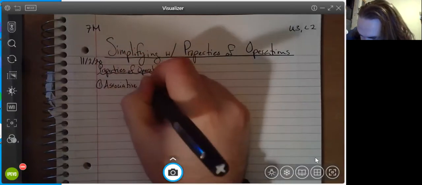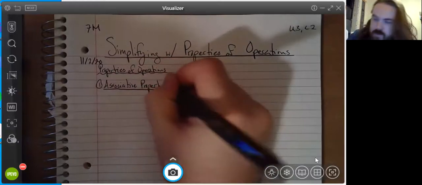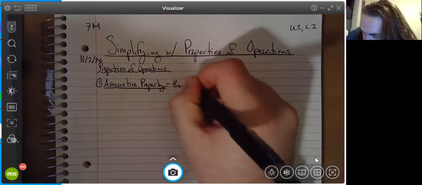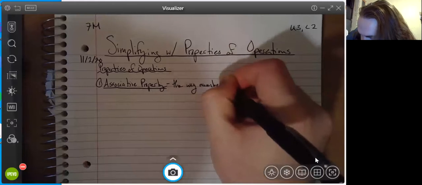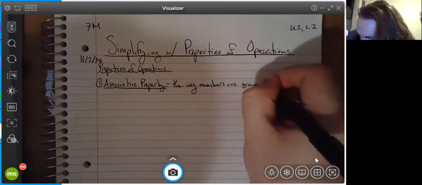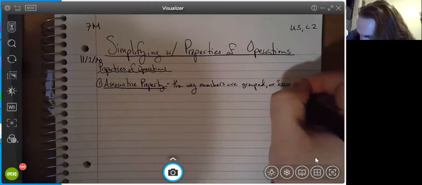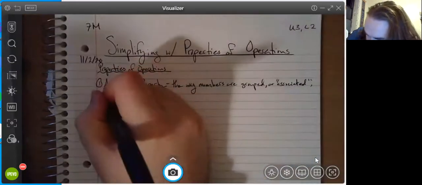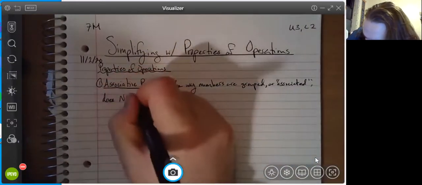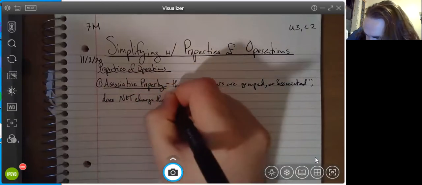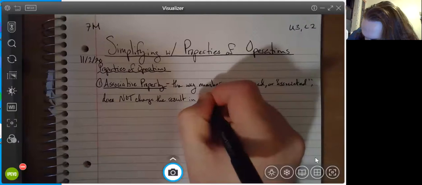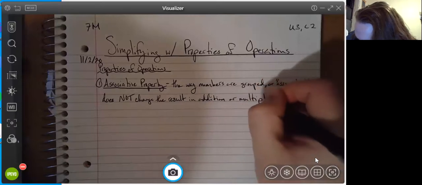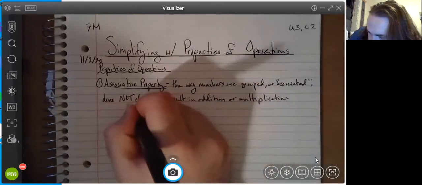Associative property. All right, what the associative property tells us is that the way numbers are grouped or associated, it's called the associative property because the numbers are grouped or associated, does not change the result in addition or multiplication.